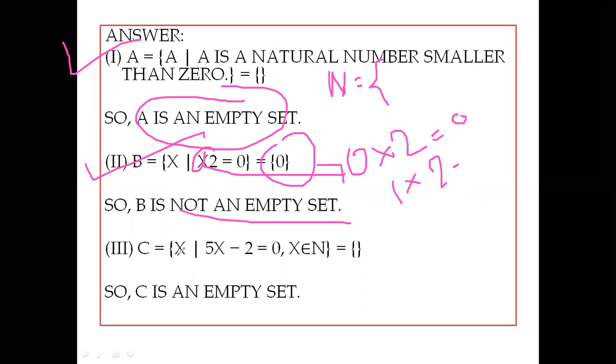Then similarly, C is equal to {x : 5x minus 2 is equal to 0} and x is a natural number. ऐसा कोई element है 5 into 1 minus 2? No. 5 into 2 minus 2? No. There is no such element for which we'll get the equation to be satisfied. 5x minus 2 is equal to 0. ऐसा कोई भी एलिमेंट हमें नहीं मिलेगा जिसके कारण 5x minus 2 is equal to 0 है, जो कि x एक नेचुरल नंबर है. So C is also an empty set.